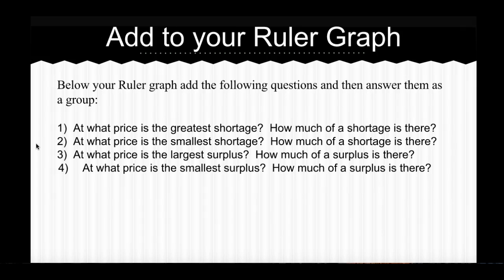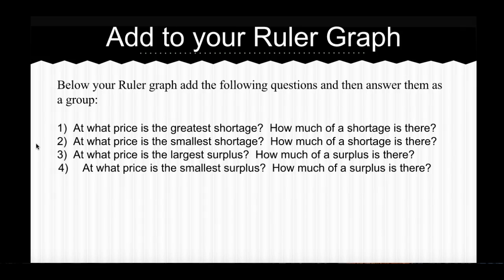Okay, so here is what I want you to do. You've already finished your notes on shortages and surpluses and added to your ruler graph, and hopefully you have shaded in both the surplus and the shortage and labeled it on your ruler graph. Now what I want you to do is add these 4 questions underneath your ruler graph. So if you don't have room underneath your ruler graph, then put this on the back. Literally write these 4 questions, okay?